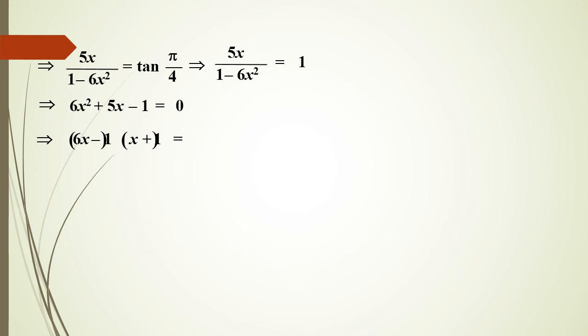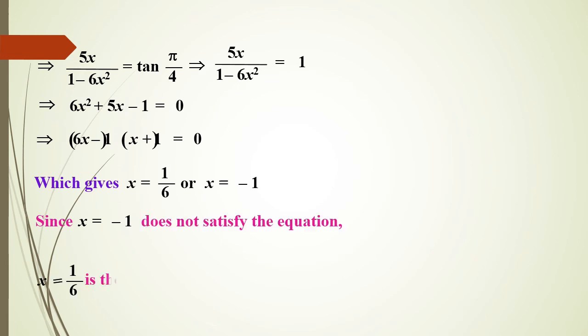You split the middle term and factorize the quadratic equation, so that at the last you will get two factors: 6x minus 1 into x plus 1 equal to 0. So it gives 6x minus 1 equal to 0 and x plus 1 equal to 0. x equal to minus 1 cannot be considered. From 6x minus 1 equal to 0, x equal to 1 divided by 6. You eliminate x equal to minus 1 and consider only the positive value of x.